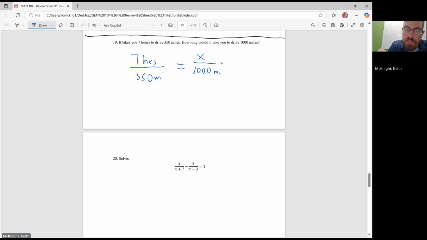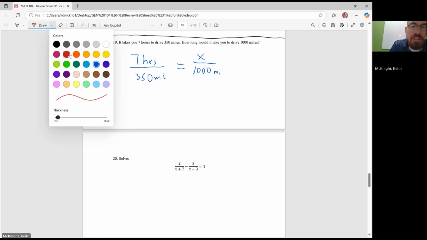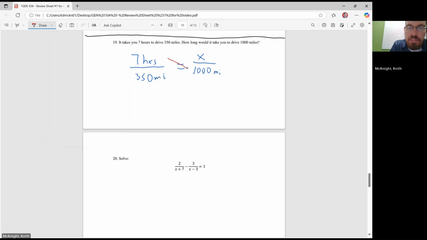Okay. So if that's the case, now we have this proportion set up. We're now going to solve. So the way we solve a proportion when we have one fraction equals one fraction like this, we're going to cross multiply and set those equal. So we're going to do 7 times 1,000, and we're going to do 350 times X.